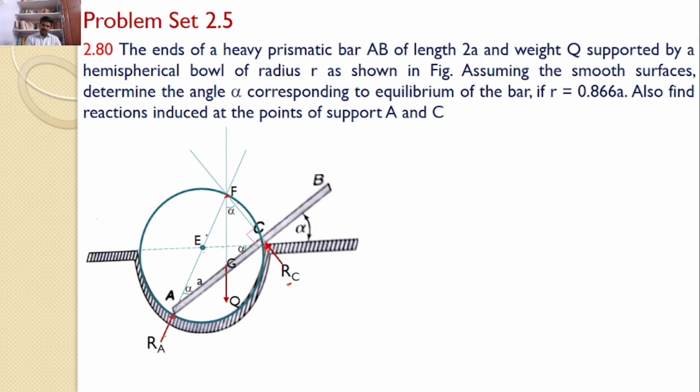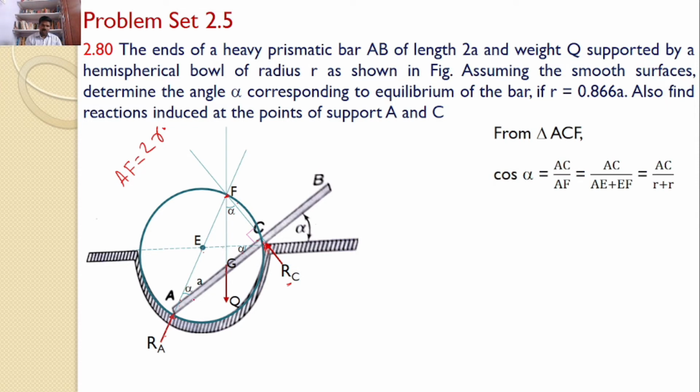In that, AF value is equal to 2R because AE is R, EF is R. So, AF is equal to 2R, and this angle is alpha and this is perpendicular. From the right angle triangle ACF, I can say cos alpha is equal to the adjacent side. What is the adjacent side? Of course, it is AC, and the hypotenuse, that is opposite to the right angle, is AF. You know AF value is nothing but 2R. Hence, I can find the value of AC, and you can say AC is equal to 2R cos alpha.